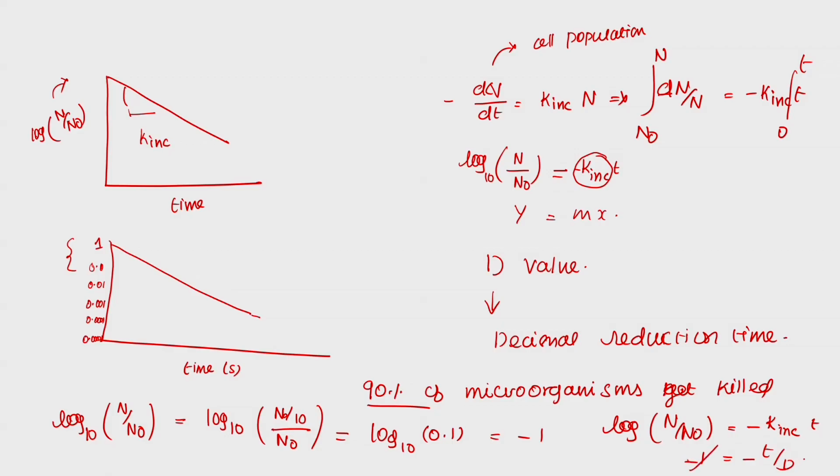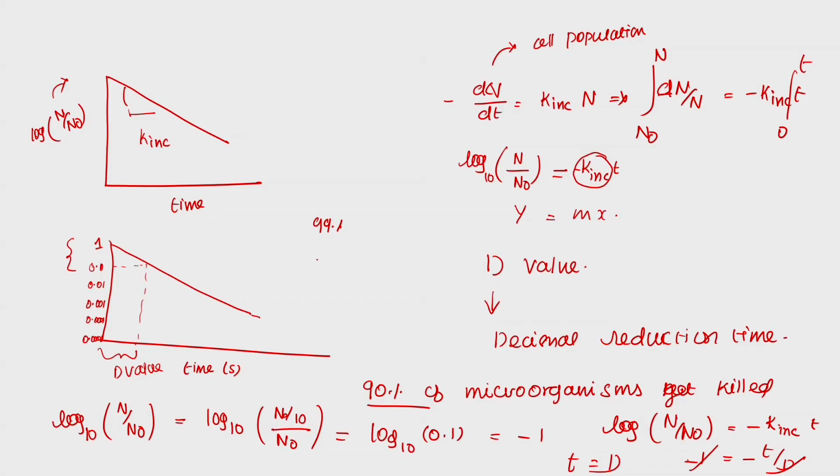So, t equal to D, right. To get 1 log reduction, so 1 log reduction in the sense here, what should be my value? This is nothing but my D value. For example, I need to get it killed 99%. Here I told 90%; if it is 99%, what you would be having is 0.01, so it will be like minus 2. So, this is nothing but t equal to 2D, right.